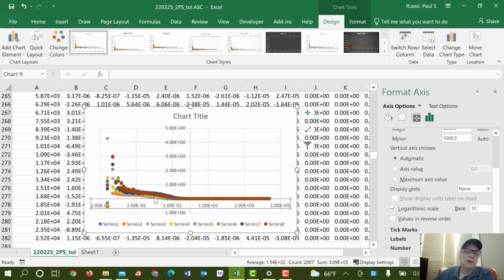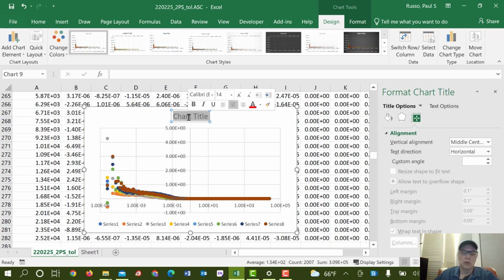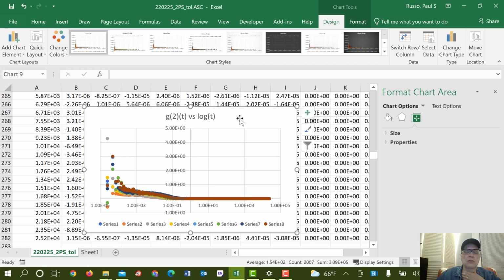And what I immediately see here is a bunch of numbers greater than 1. What we're being shown here is G2 of lag time t versus t. So that's, actually I should say versus log t. Okay, so that's what that is.